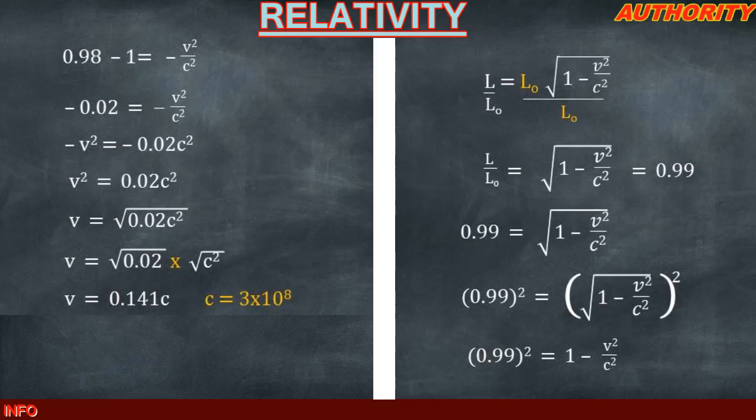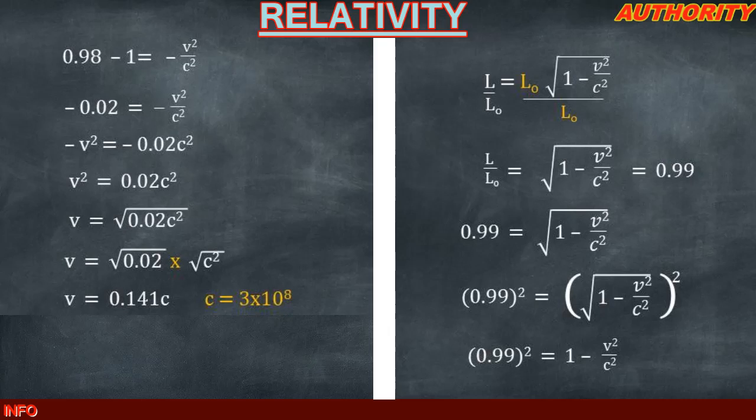What is the value of c, or what does c mean? c means the speed of light. So c is equal to 3 times 10 raised to power 8 meters per second. So it's talking about 300 million meters per second. That is the speed of light. Light can travel 300 million meters per second.